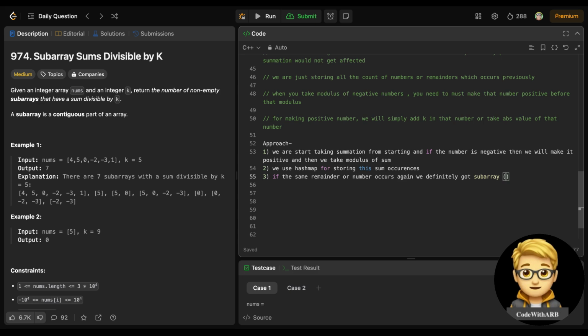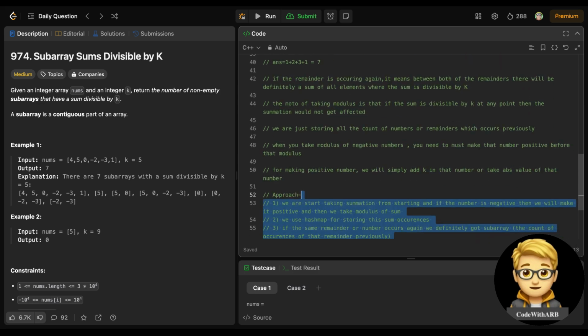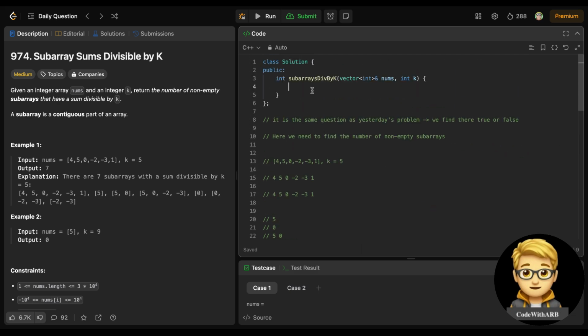And how many subarrays? The count of occurrences of that remainder previously, right? That must be the number of subarrays, and we will just store that in our answer, right? So this is the whole approach we follow here. That's the same approach; we need to make some changes. So let's try to implement this.